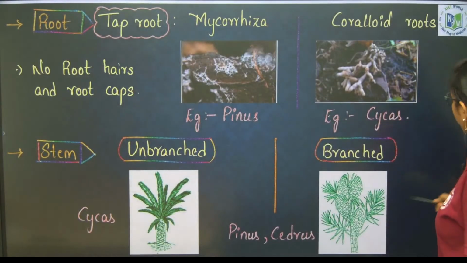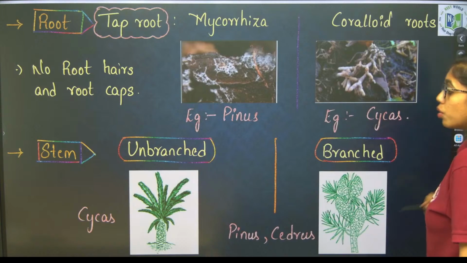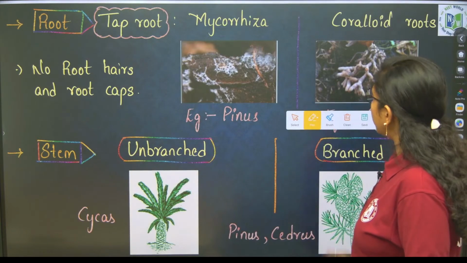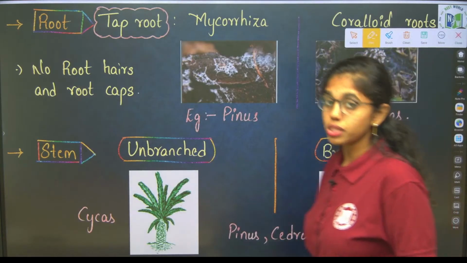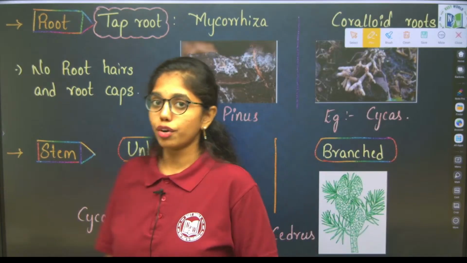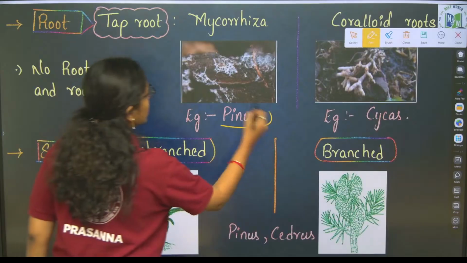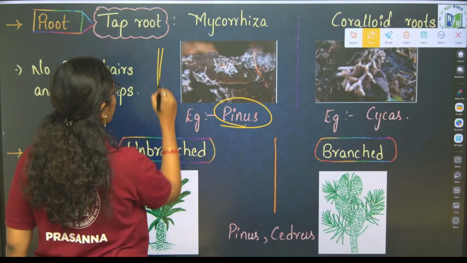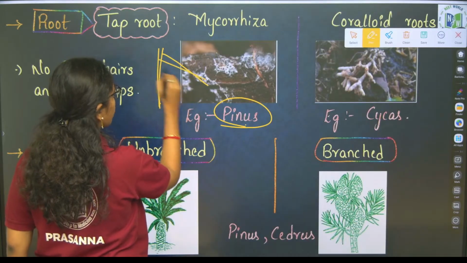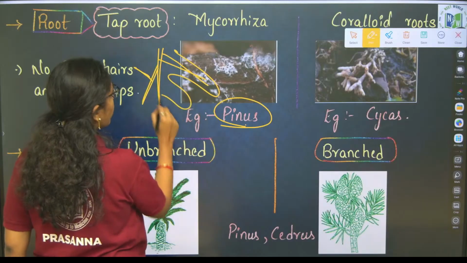When we have to look into the vegetative structures of gymnosperms, those are root, stem and leaf. Roots will have two types of associations, mycorrhizal roots and coralloid roots. Mycorrhizal roots are seen in Pinus, wherein the roots are associated. Both of them will have taproot system only. The roots will be associated with the mycorrhizal body.